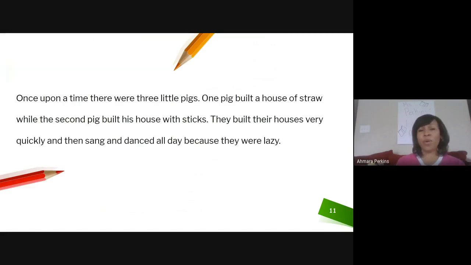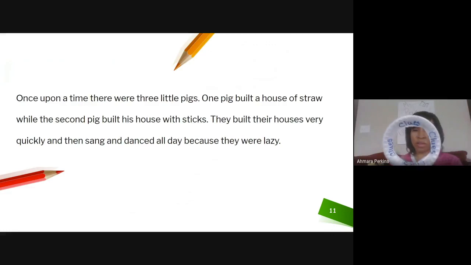Once upon a time, there were 3 little pigs. One pig built a house of straw, while the second pig built his house with sticks. They built their houses very quickly and then sang and danced all day because they were lazy.